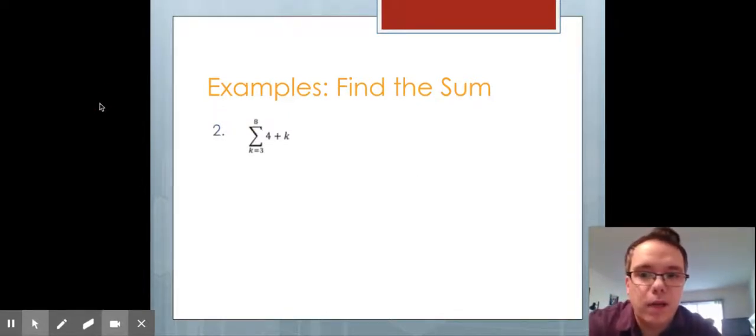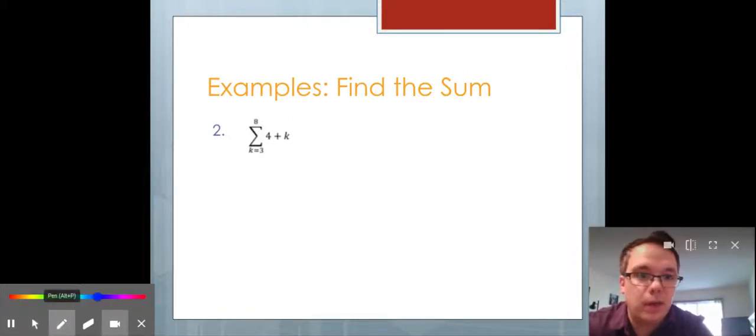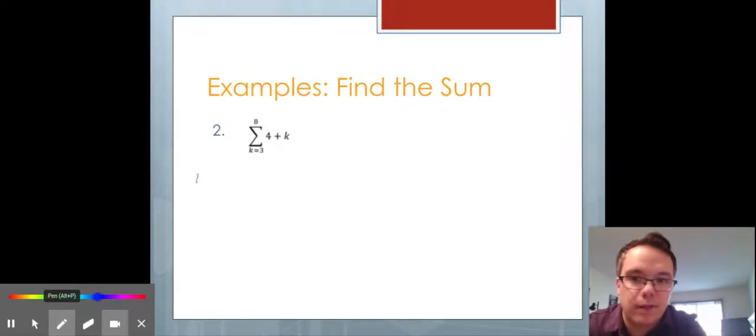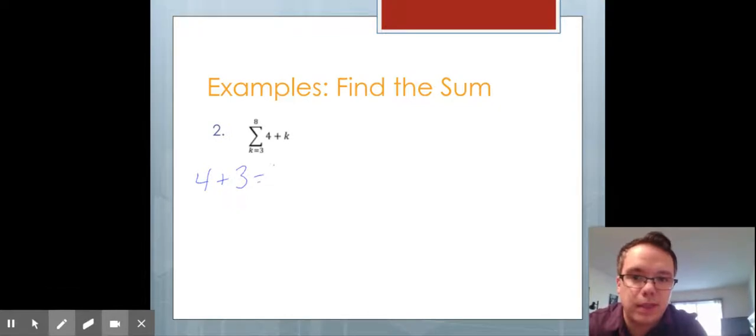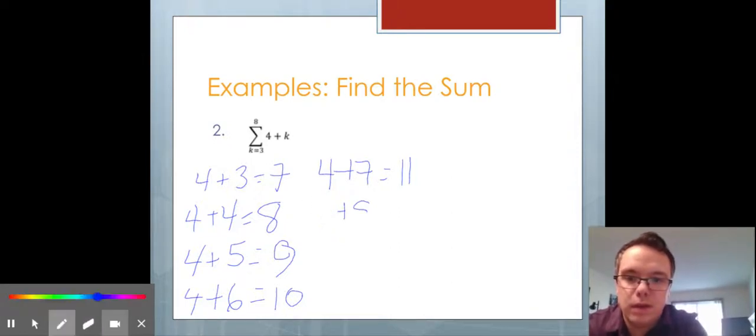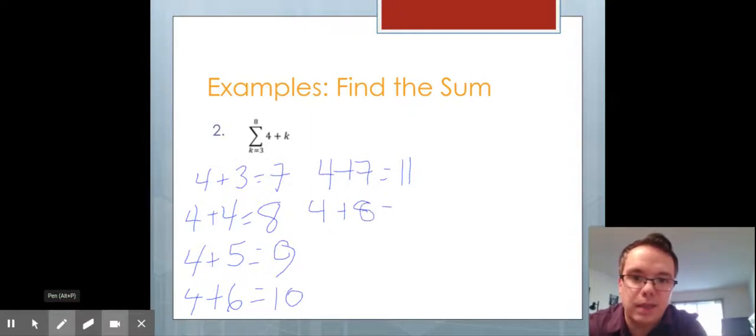All right, our second example. Our index is 3, and we're going to go to the 8th term and add them all up. So we're going to start with the 3rd term and go to the 8th term and add them all up. We start with our index, which is 3, and plug that in for k. So I get 4 plus 3, which is 7. Then the next term, 4 plus 4, which is 8. Then 4 plus 5, which is 9. Then 4 plus 6 is 10. 4 plus 7 is 11. And 4 plus 8, oops, I wrote the number 7. It's supposed to be 4 plus 8 is 12.